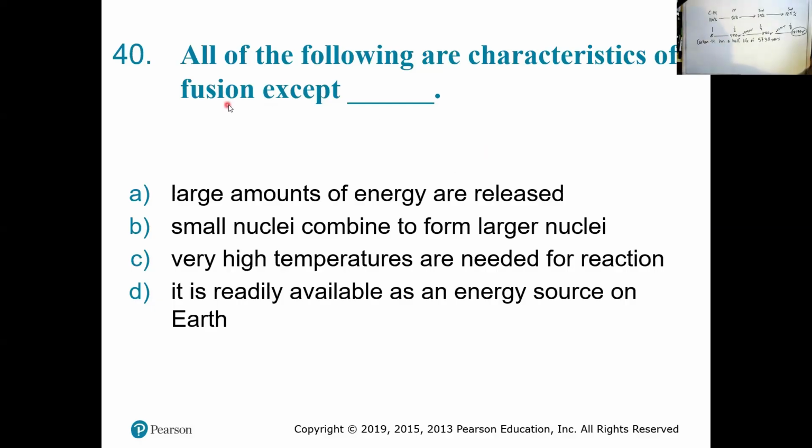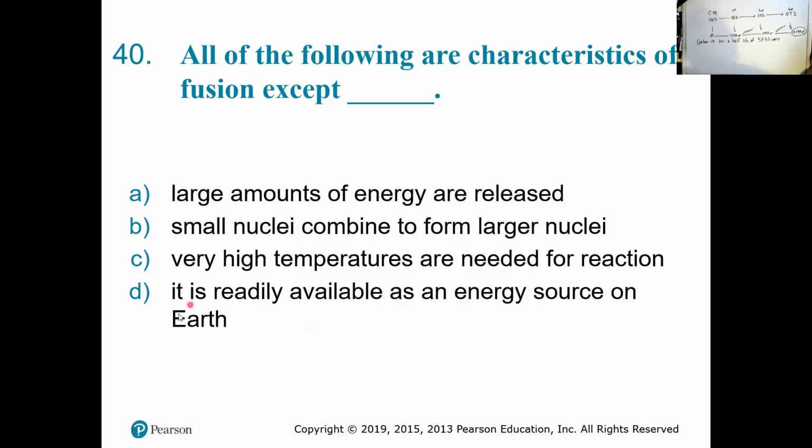Last question is on fusion here. All of the following are characteristics of fusion except. When fusion, remember, that's when you're taking 2 smaller nuclei and you're joining them together. Okay, so large amounts of energy are released. Yes. Small nuclei combine to form larger nuclei. Yes. Very high temperatures are needed for the reaction. Absolutely. That's why fusion happens on the surface of the sun.